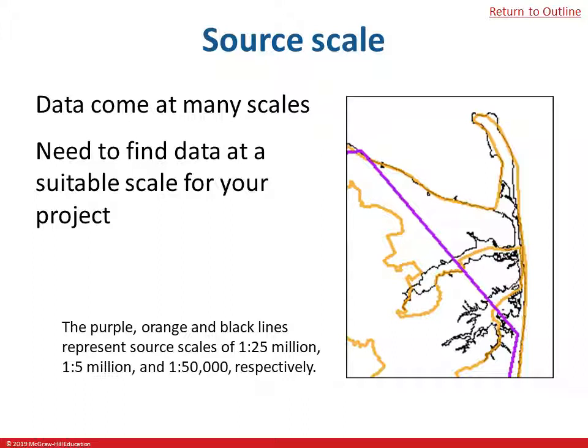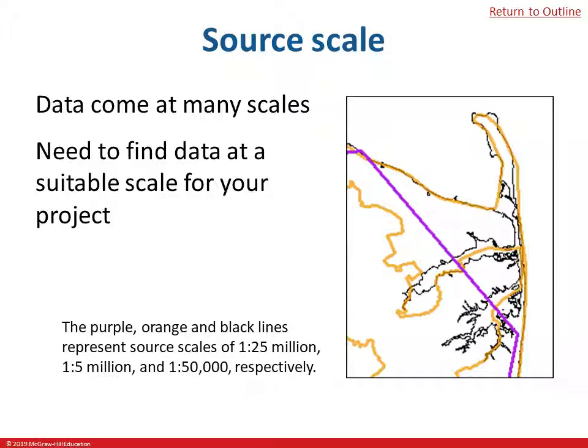There are multiple maps of the same location. The purple, the orange, and the black lines all map the same thing at different scales. And so at 1 to 25 million, 1 to 5 million, and 1 to 50,000, you get a very different detail level in terms of what you're seeing. And that's the point with understanding the source scale.